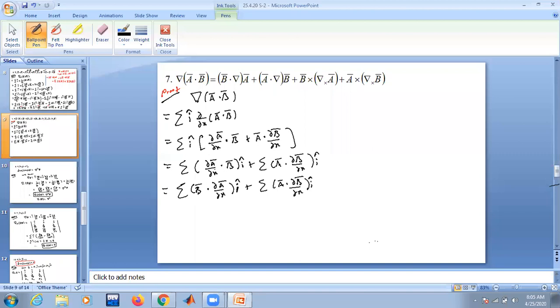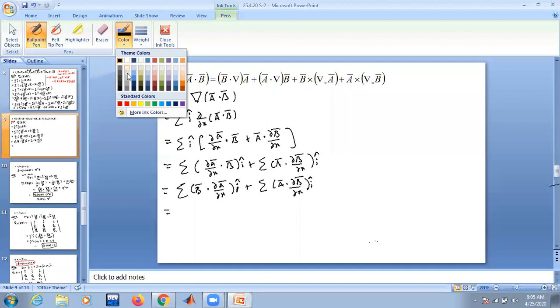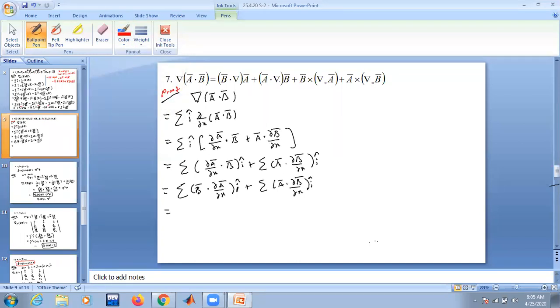Okay, I just changed this order. Instead of ∂A/∂x · B, I wrote it as B · ∂A/∂x. Now we know the vector cross product. What is A × (B × C)?